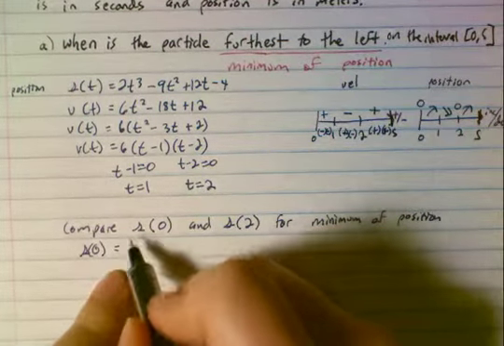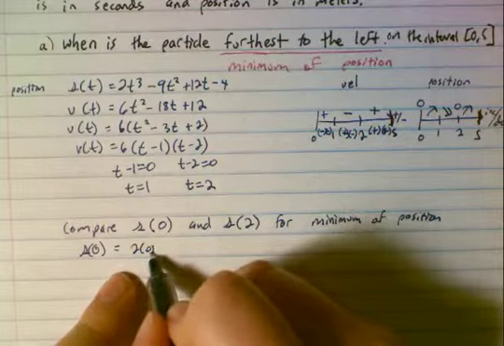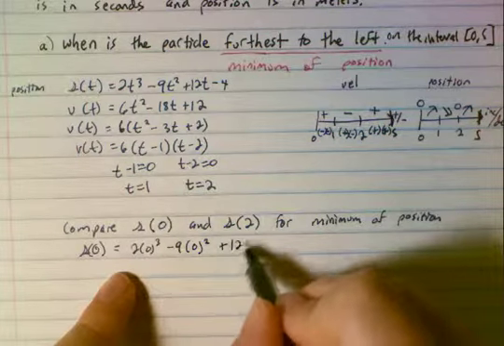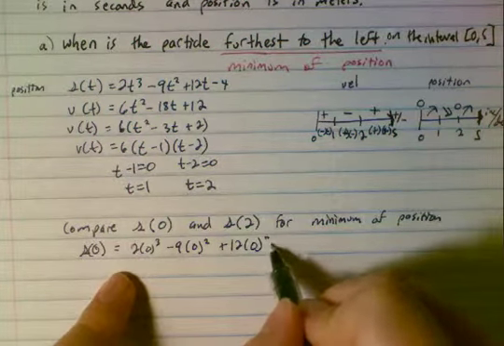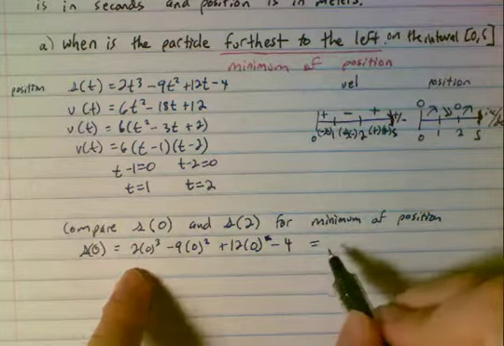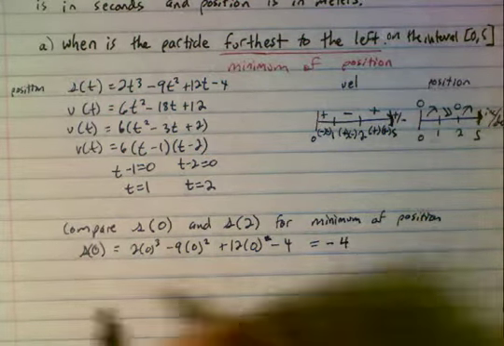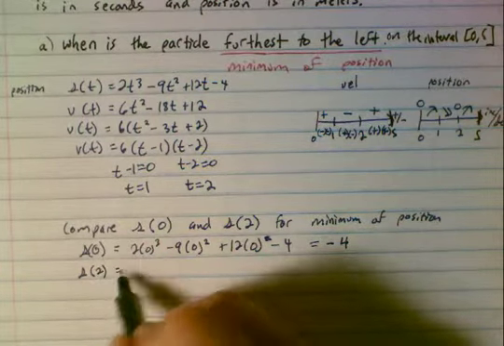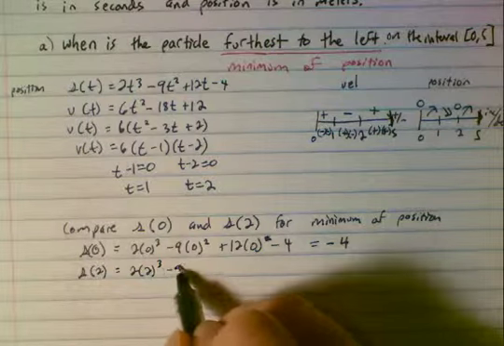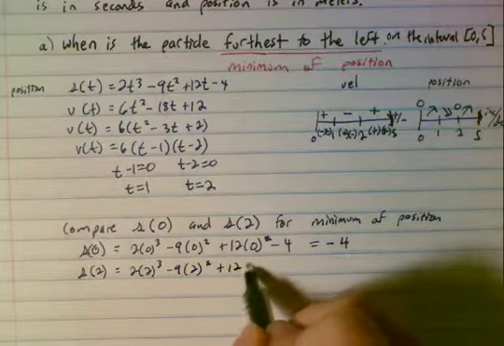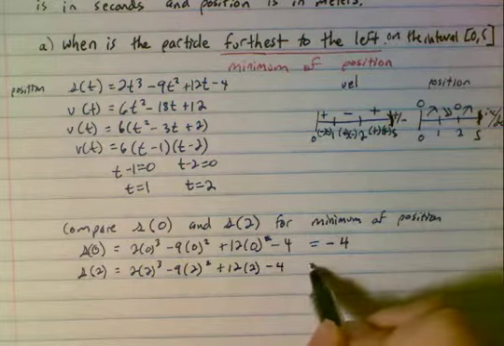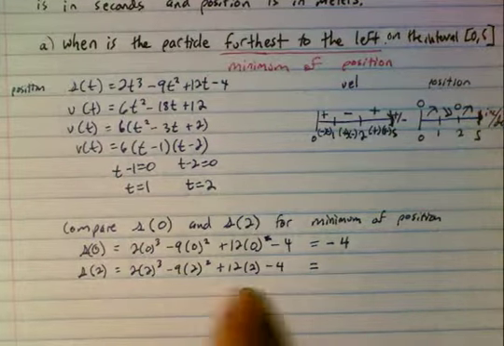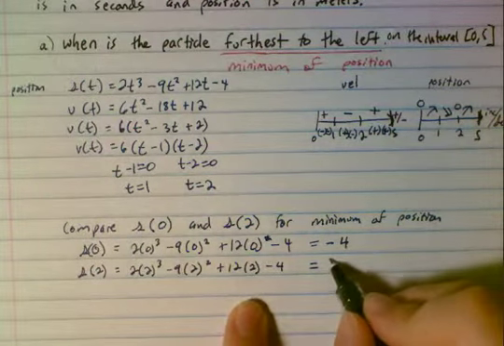So s of 0 is 2 times 0 cubed minus 9 times 0 squared plus 12 times 0 minus 4. So 0 plus 0 plus 0 minus 4 is negative 4. S of 2 is going to be 2 times 2 cubed minus 9 times 2 squared plus 12 times 2 minus 4. By the time we work all that out, we actually end up with 0.